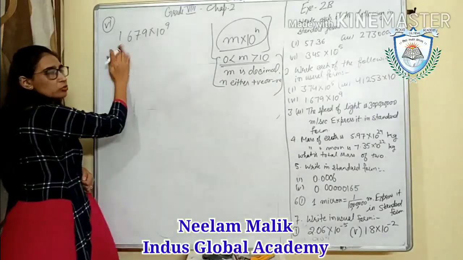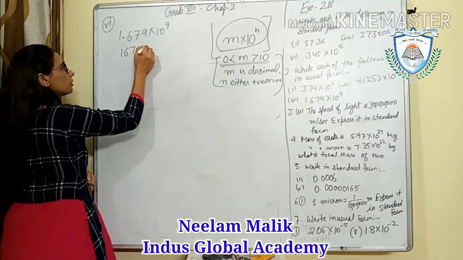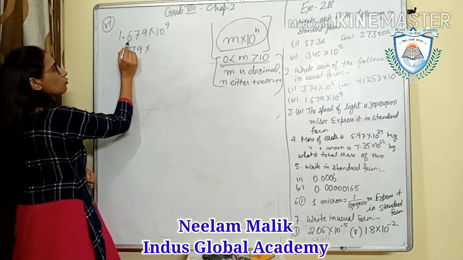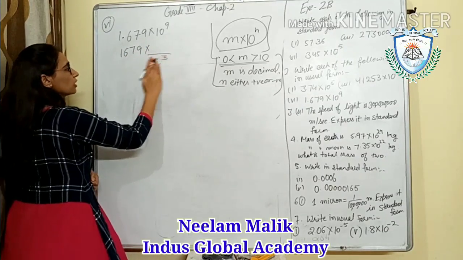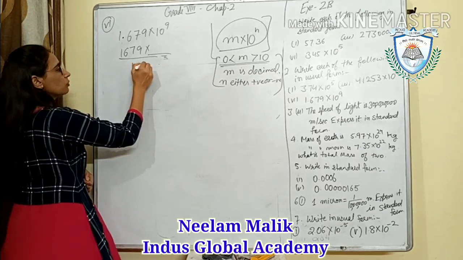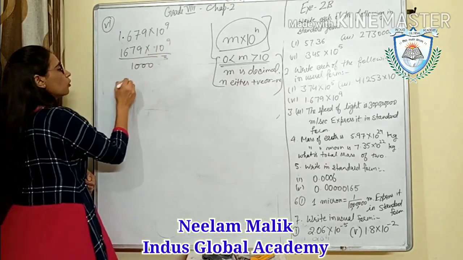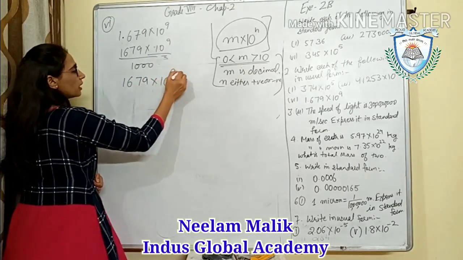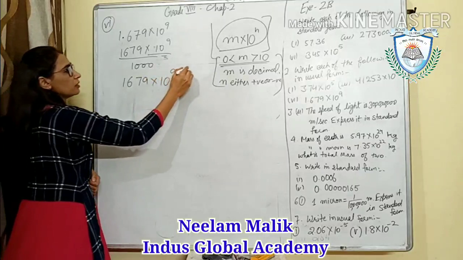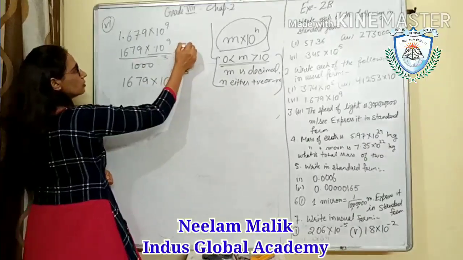So first we will remove this decimal point. 1679. How many places? 1, 2, 3. So 10 raised to power 3, or you can say 1000, will be here, and there is 10 raised to power 9. Now 1679 multiplied by 10 raised to power 9 minus 10 raised to power 3. Yes, you can write this as 10 raised to power 3.